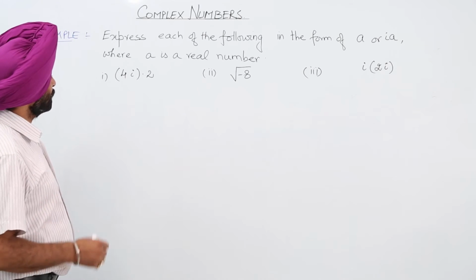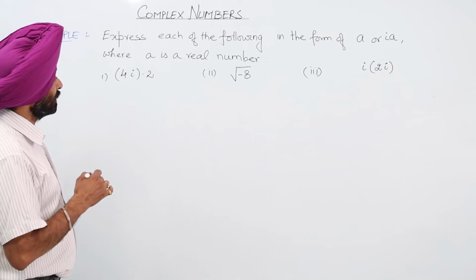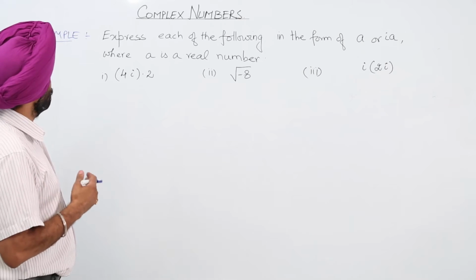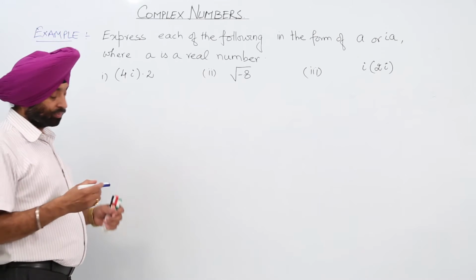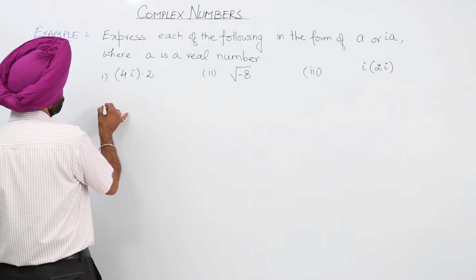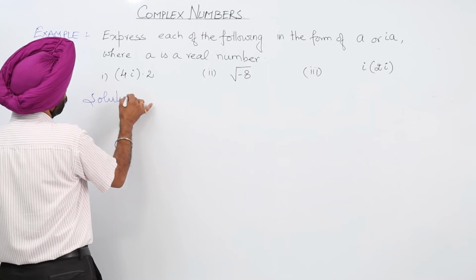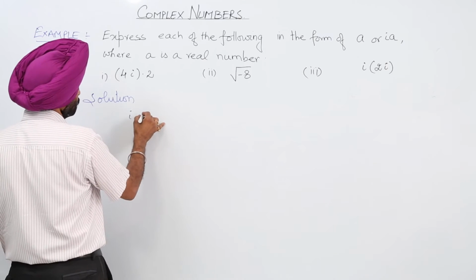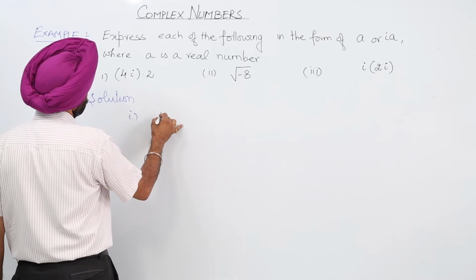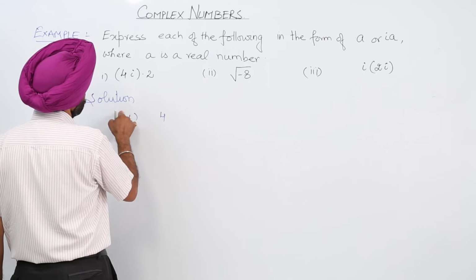Example: now express each of the following in the form of a or iota a, where a is a real number. Now, number 1, very simple questions. For the first part, what can we write? It is given, so it is number 1, okay.